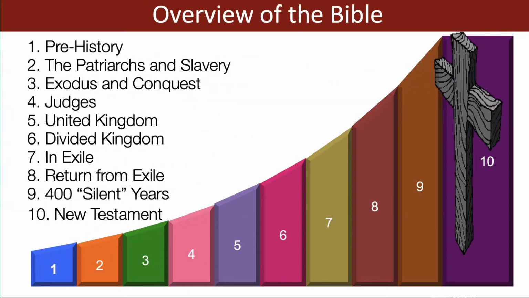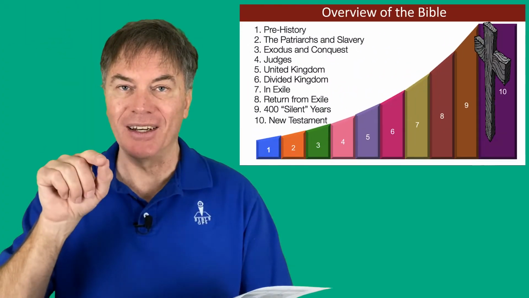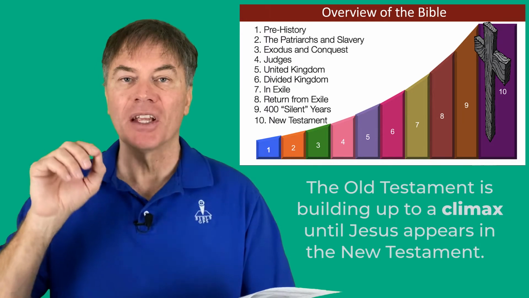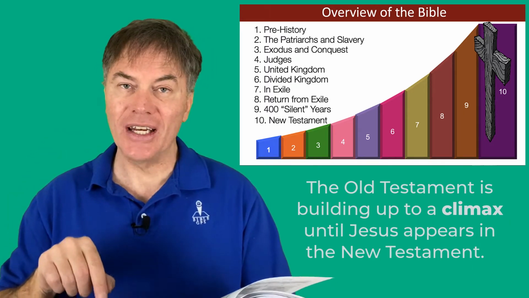Now, on page 9, I have a schematic presentation of the overview of the Bible. Now, the first 9 blocks represent the Old Testament, and it is a growing line because the Old Testament builds up to block 10, which is the New Testament. So it builds up to a climax, because you will see that block 10 is not a growing line, because Jesus Christ in the New Testament is actually the fulfillment of the Old Testament.